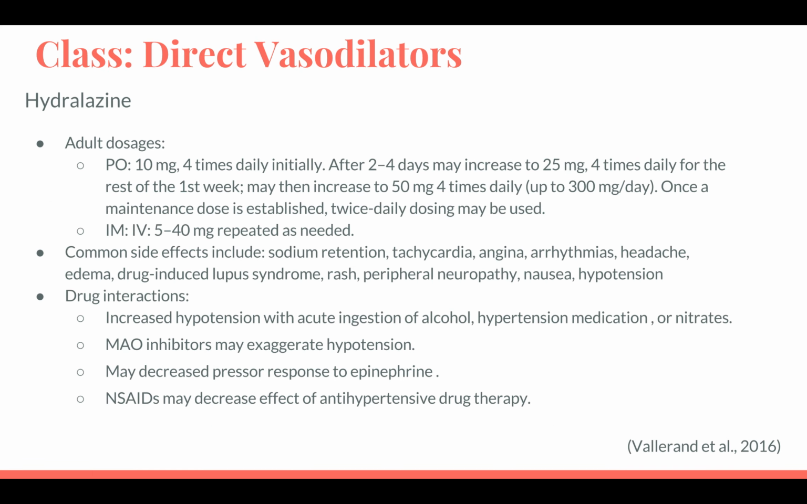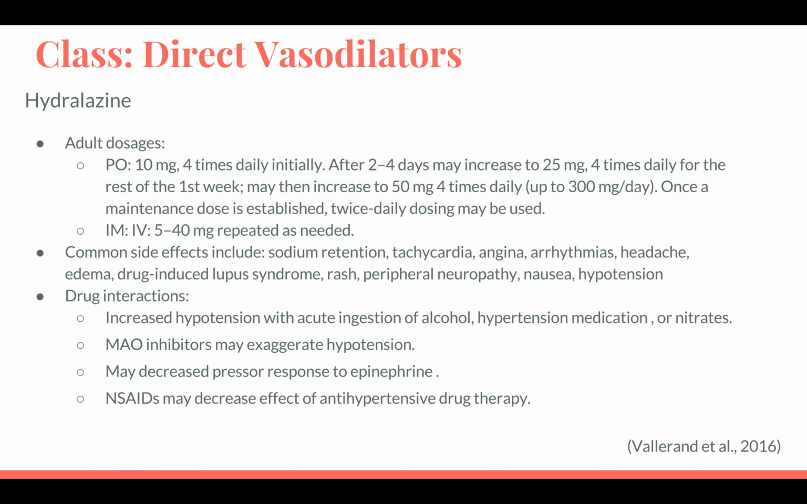The next class of drugs we discussed was direct vasodilators. An example of this is hydralazine. Hydralazine is indicated in treatment for moderate to severe hypertension with a diuretic and helps to lower the blood pressure of hypertensive patients. The half-life of hydralazine is 2 to 8 hours, and it's mostly metabolized by the GI mucosa and liver.